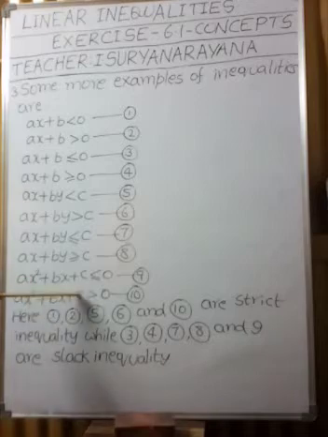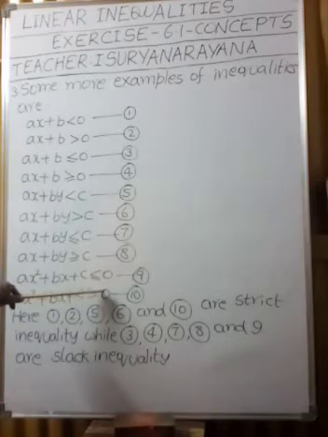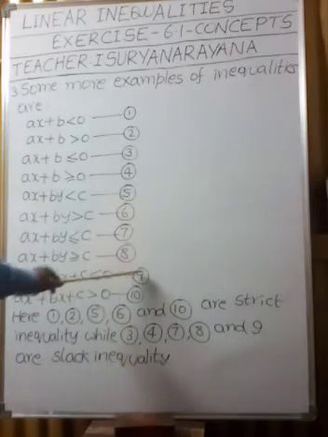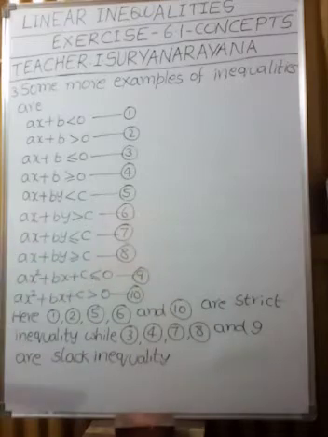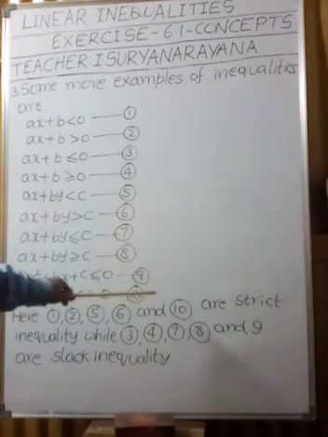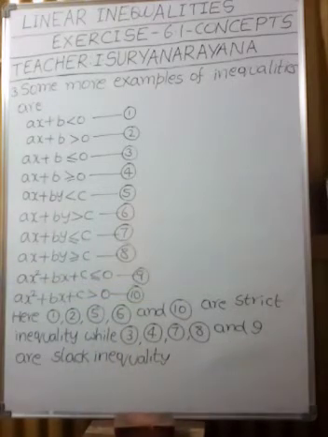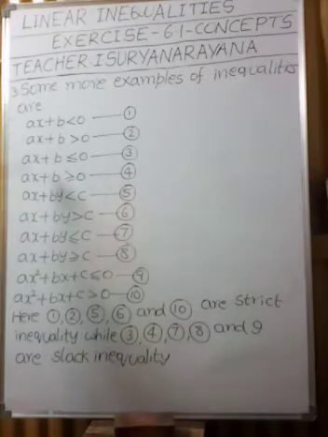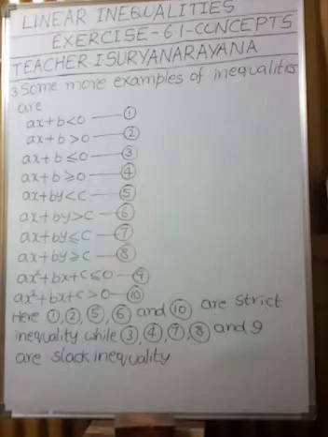Ax square plus bx plus c less than or equal to 0. Let us consider this the ninth inequality. And finally, ax square plus bx plus c greater than 0. Let us consider this the 10th inequality. We categorize these inequalities into two types. What are the two types?